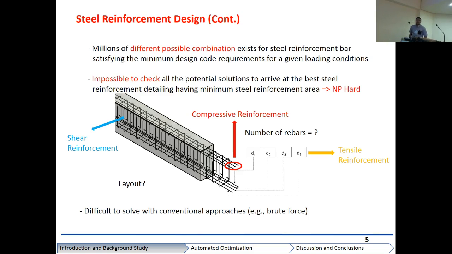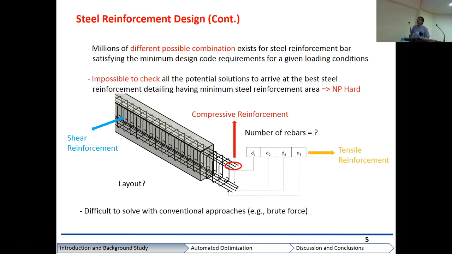Now for a given minimum requirement, there can be a million possible combination of steel reinforcement bars. For example, in the given figure you can see that for the longitudinal tensile reinforcement we can have different number of bars, and for each bar we can vary the diameter also. Even the layout can be varied for an RC member. Hence, it's very difficult to check all the potential solutions before arriving at the best solution.